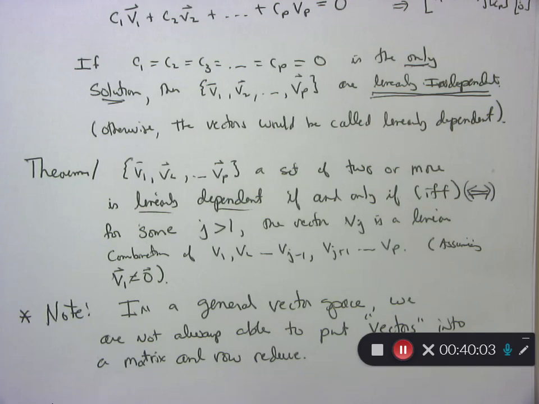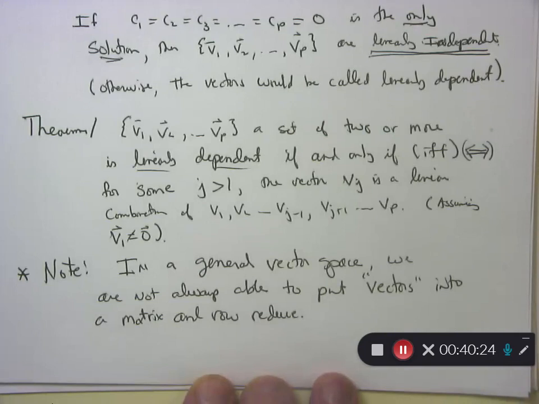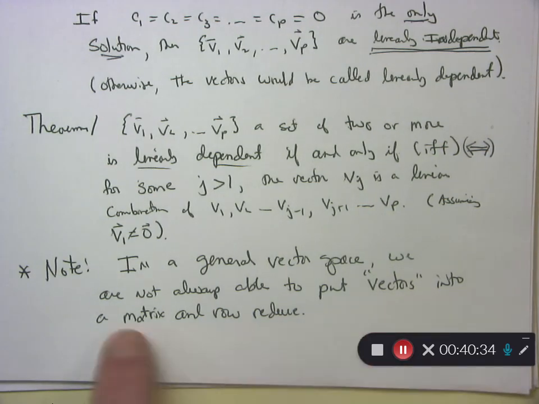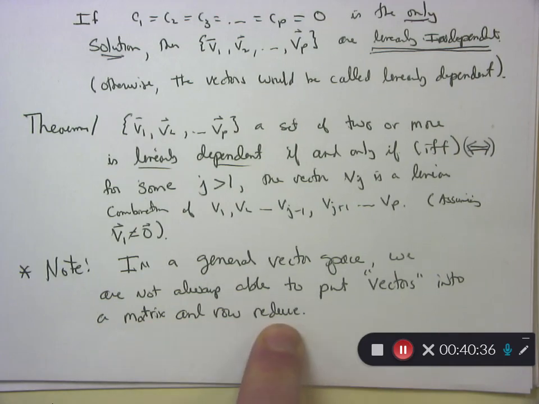Linearly independent means that I can't, which means if I set all these equations equal to each other, the only way they're gonna be equal to each other is all the coefficients have to be zero. You know, zero always equals zero, but if that's your only answer, then they're linearly independent, okay? Linearly dependent otherwise. Okay, so note, in a general vector space, we are not always able to put vectors into a matrix and row reduce.